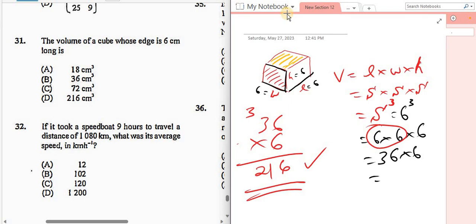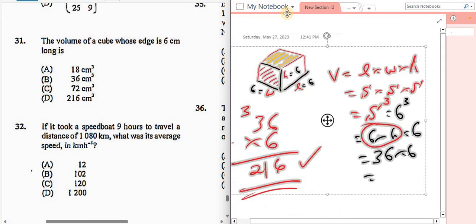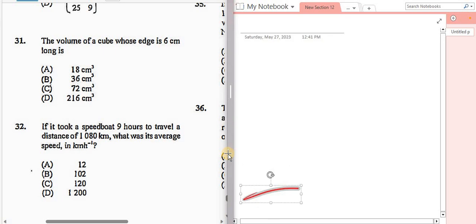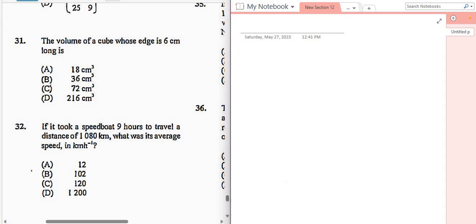32. What's the answer for 32? If it took a speedboat 9 hours to travel a distance of 1,080 kilometers, what is its average speed? You know how to calculate that one? Okay, speed is equal to what? Give me the formula for speed.